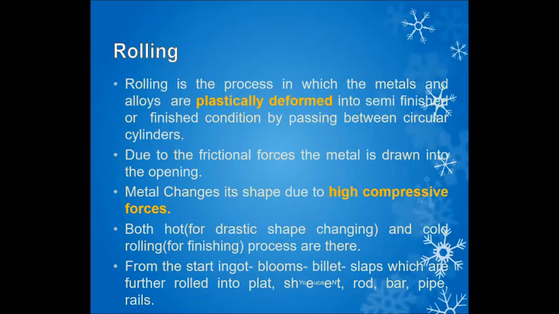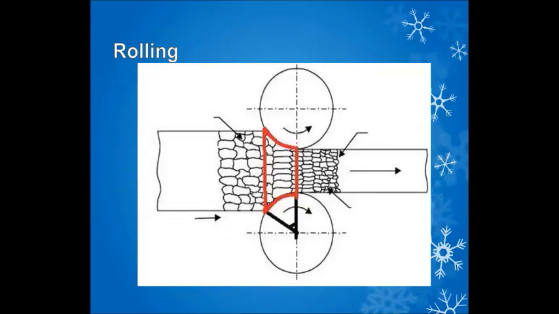Okay, students, today we are going to discuss the operation of rolling. Rolling is the process of reducing the diameter of any job with the help of a roller. Change in grain structure occurs in rolling.